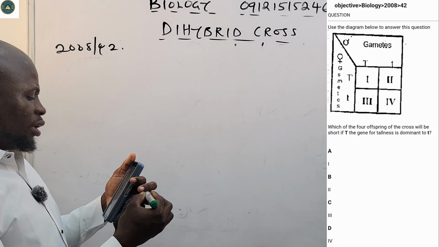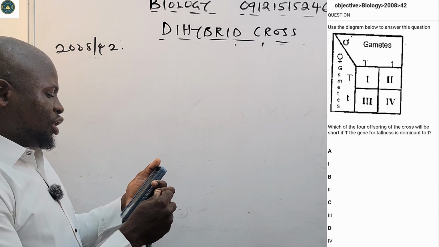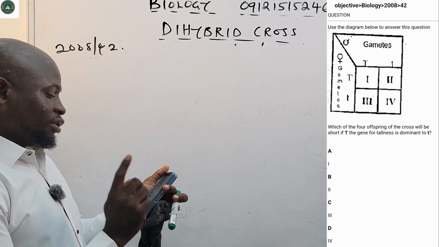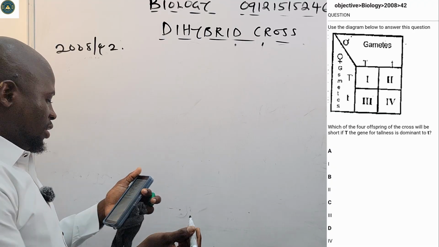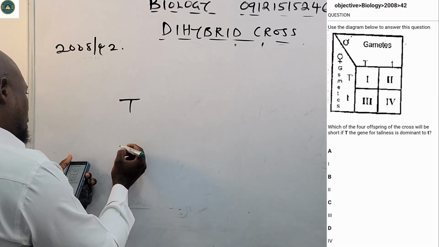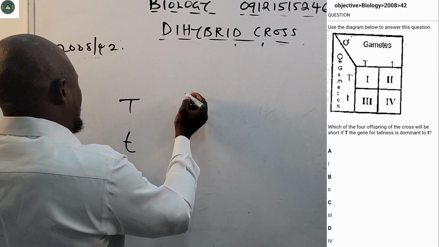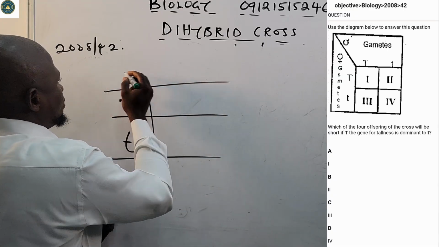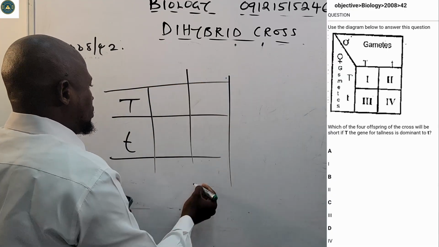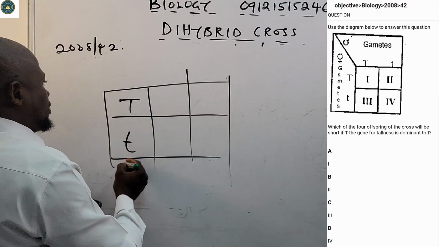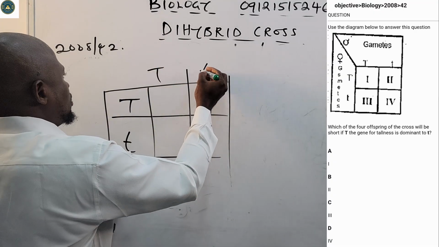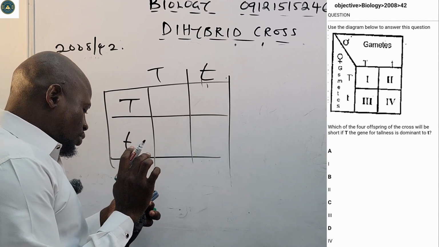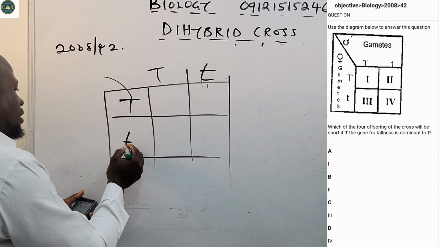They say which of the 4 offspring of the cross would be short if T, the gene for tallness, is dominant to t. So this is the table we are given. We have T, and t also. This T is dominant, obviously. This one is recessive.